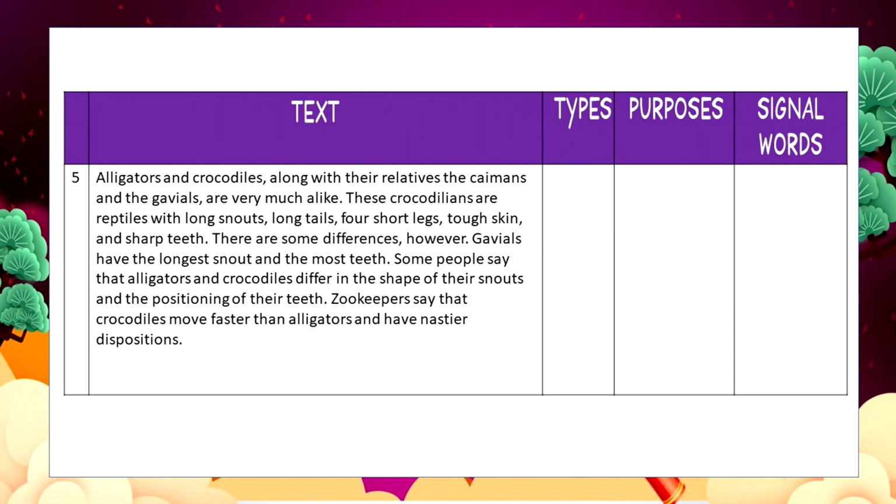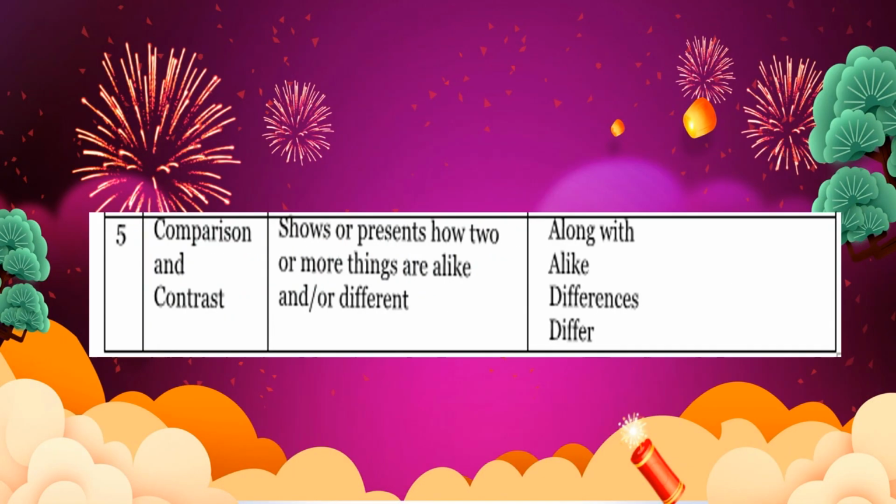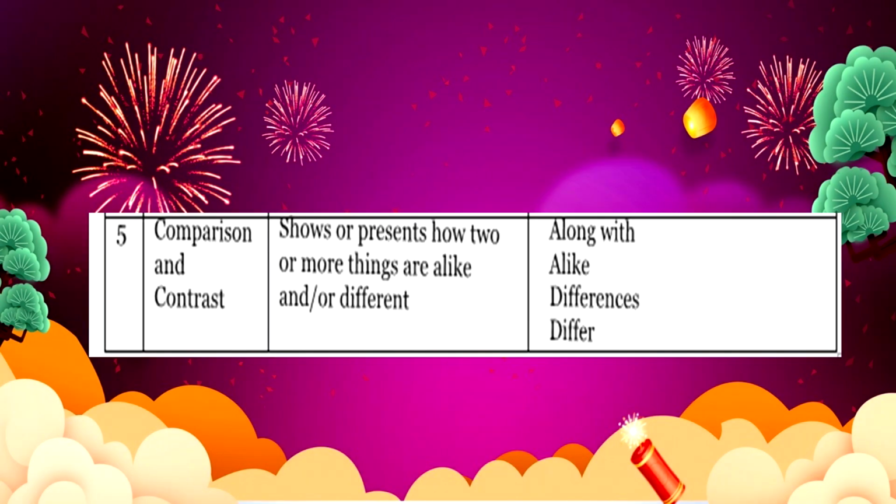So let's check our answer. Yes, the type of text is comparison and contrast. Its purpose is to show or present how two or more things are alike or different. Signal words are along, alike, differences, and differ. Very good. I know you got that right.